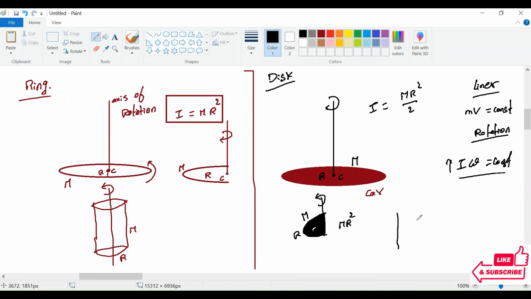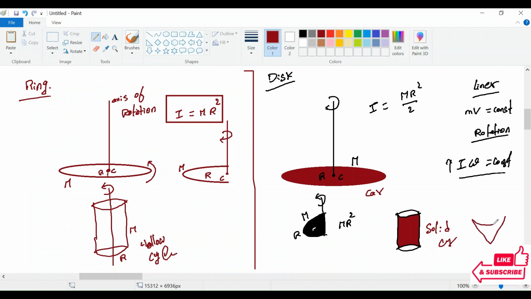This is a cylinder. What cylinder? Solid cylinder. This is a hollow cylinder. Ring and hollow cylinder have the same formula, and the solid cylinder has the same formula as the disc. Is that clear? What is the formula? mr square by 2. As well, one more is there, the cone.